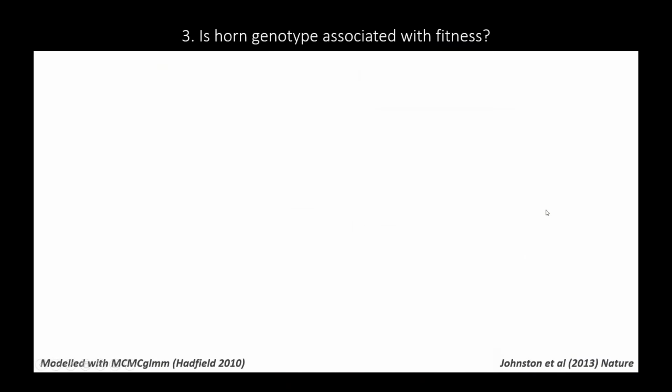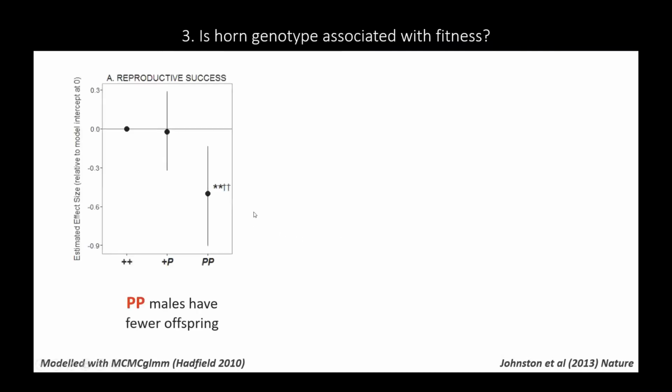So now that we knew the genotype, we wanted to see if this was associated with individual fitness. So we looked at the difference between the reproductive success in a given year of males with the three different genotypes. And we found that males that were homozygous for the P allele, so essentially the smaller horned males, have much fewer offspring. However, the plus males and the heterozygous males actually had more or less the same number of offspring as each other in a given year.